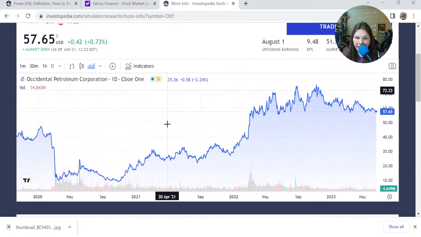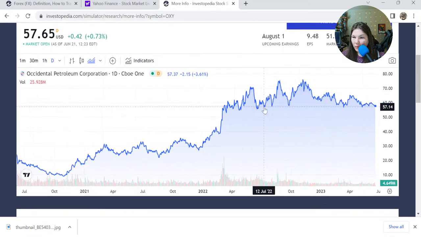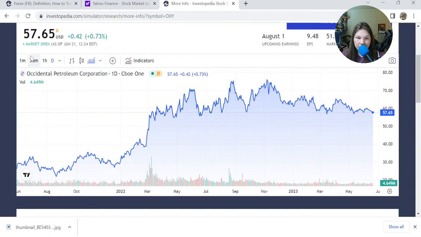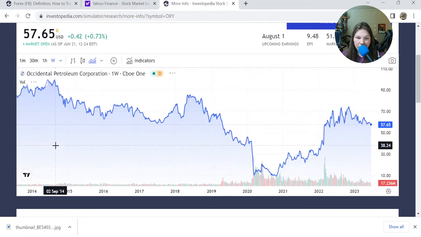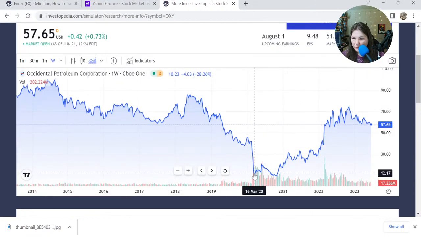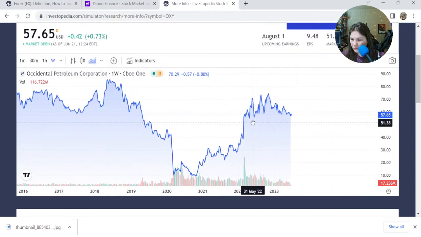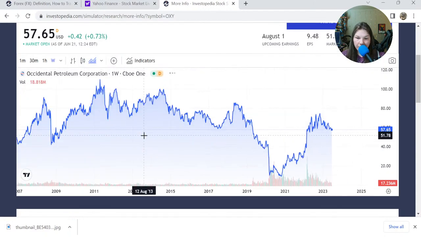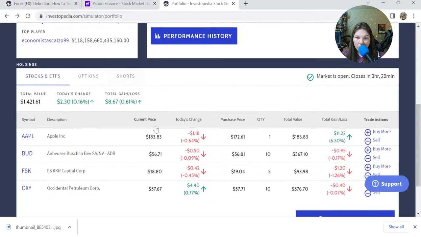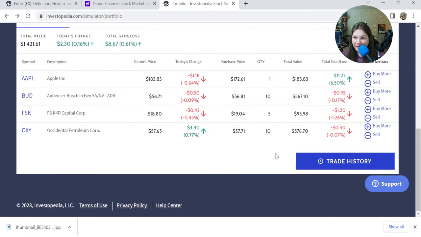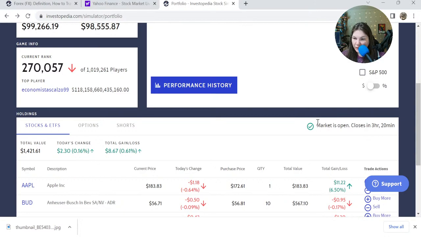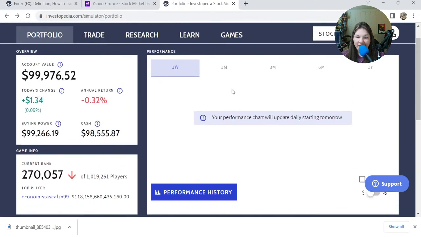Occidental Petroleum Corporation. We can look at its different time ranges, 1 week. And we could go over to options. We're not holding any shorts, any stocks, any ETFs. This is what we're holding. And it tells you when the market is open and when it closes, because everything's like the real market.